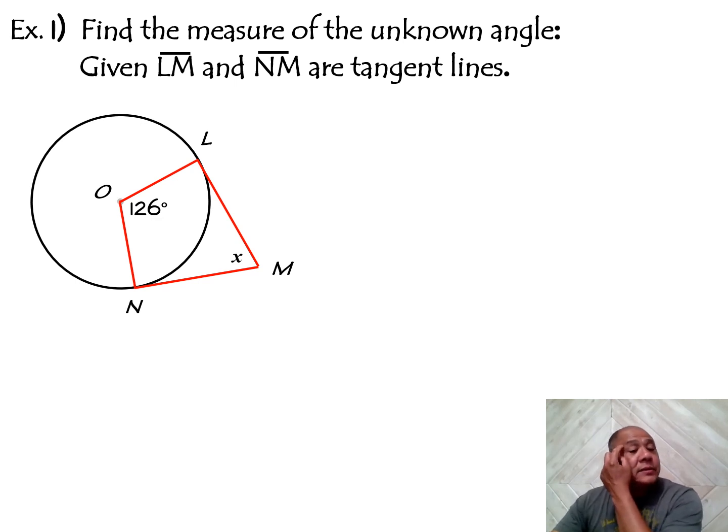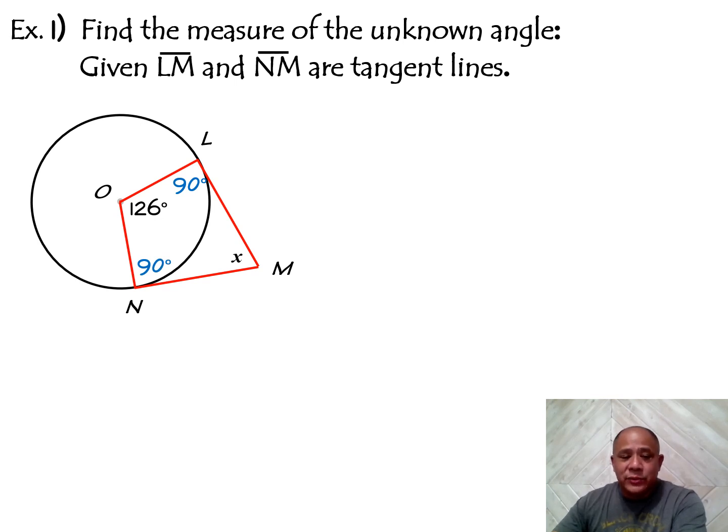Let's examine example number 1. Find the measure of the unknown angle given that LM and NM are tangent lines. Well, what's significant about that? If LM is a tangent line and NM is a tangent line, then guess what? Angle L and angle N are 90 degrees. So let's go ahead and draw that in. So angle L is 90 degrees, angle N is 90 degrees.